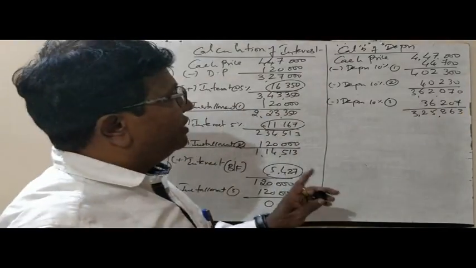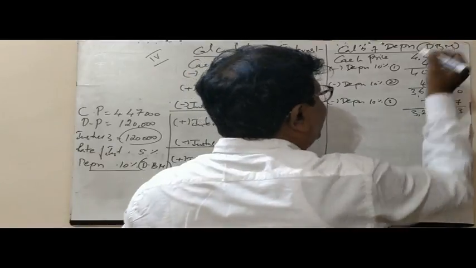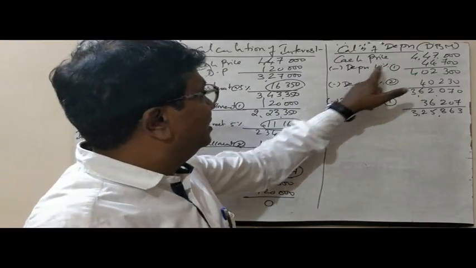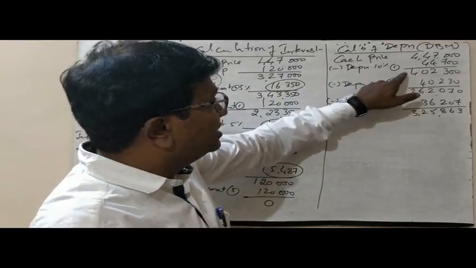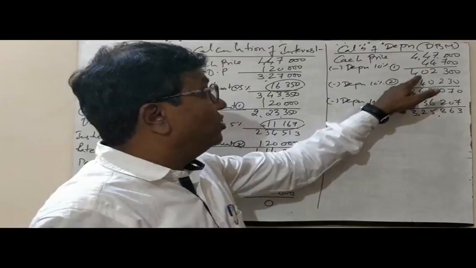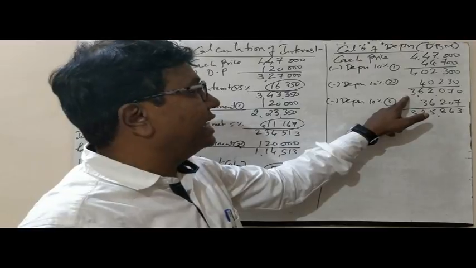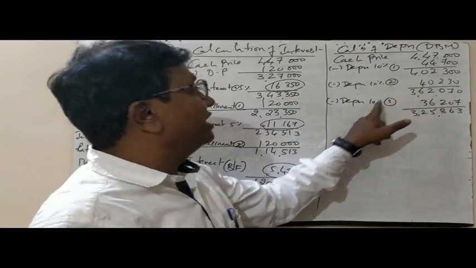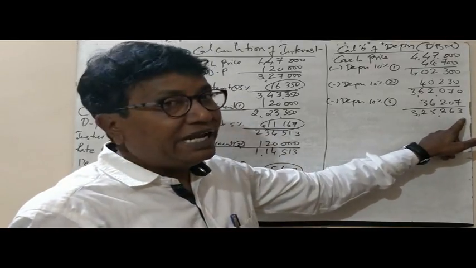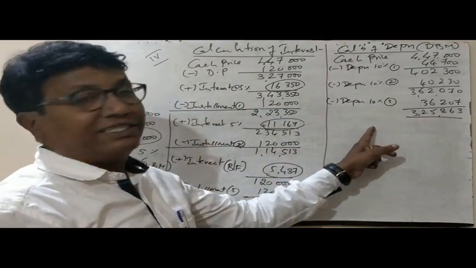The balance is 3,25,863. Now we have calculated depreciation under the diminishing balance method. That means, what is diminishing balance? Reduced balance. See, the cash price was 4,47,000, 10% is 44,700. Then what is the reduced value, the diminished value? 4,02,300. So that means for the second year we need to calculate on this 4,02,300. After that, how much is reduced? 3,62,070. On this we calculate the third year. Suppose if we have a fourth year, we calculate depreciation on this 3,25,863. Understood? Now we have completed the calculation of the interest part as well as depreciation.